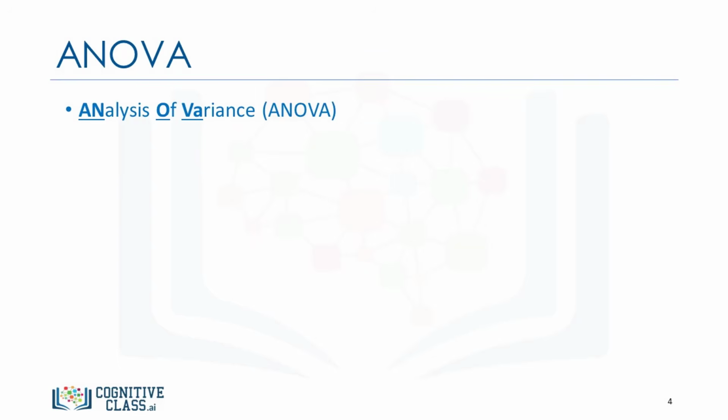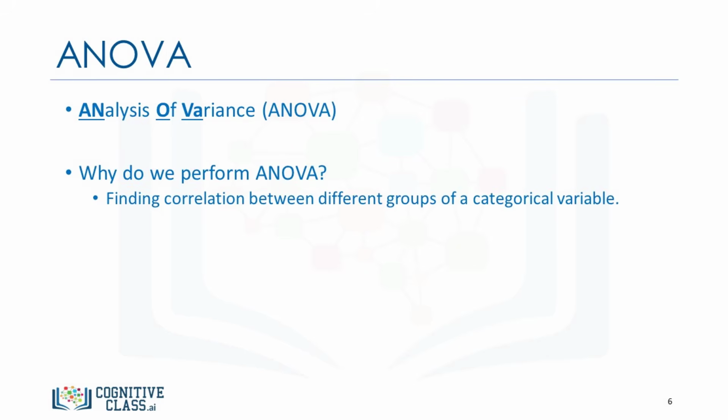method. ANOVA is a statistical test that stands for Analysis of Variance. ANOVA can be used to find the correlation between different groups of a categorical variable. According to the car dataset, we can use ANOVA to see if there is any difference in mean price for the different car makes such as Subaru and Honda.